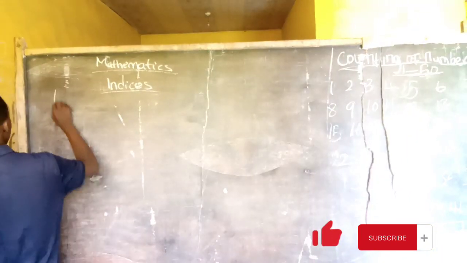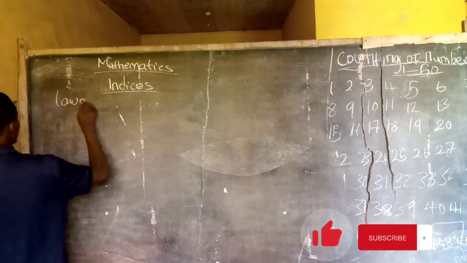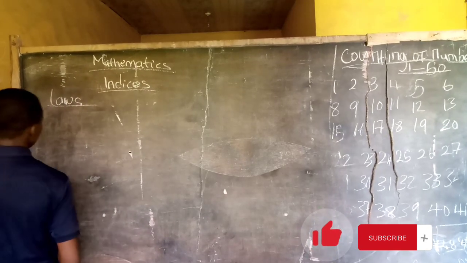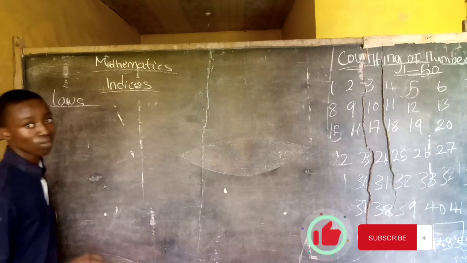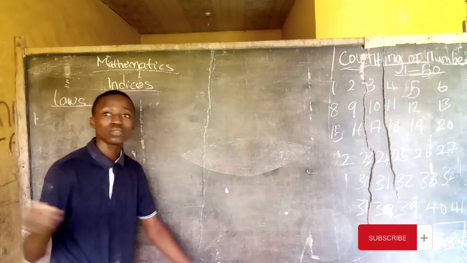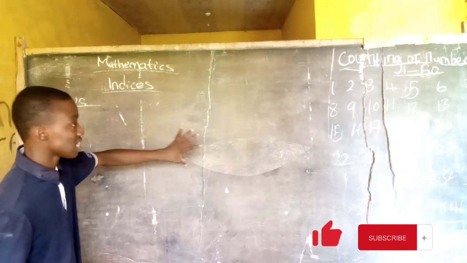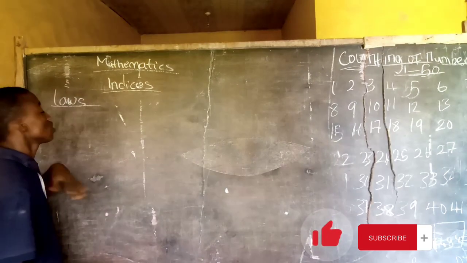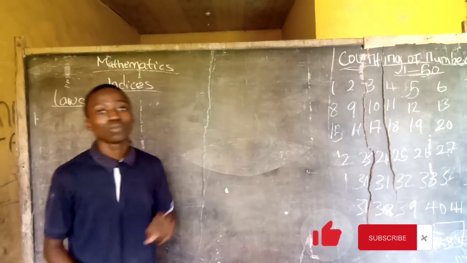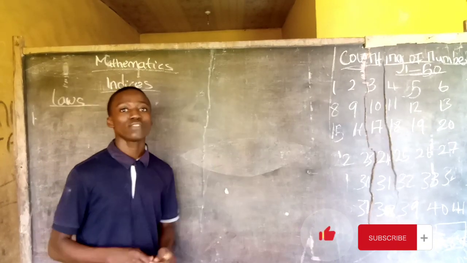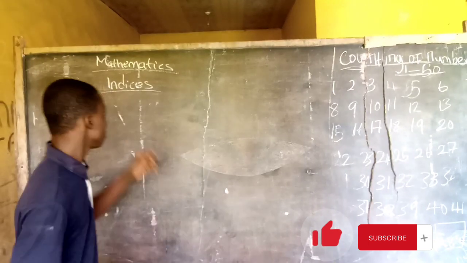And indices have 7 basic laws. I know in my last video I talked about how indices relates with logarithm, but I'm not going to talk about that aspect again. So you can just go to my other videos and check for it. You will find the logarithm topic there.